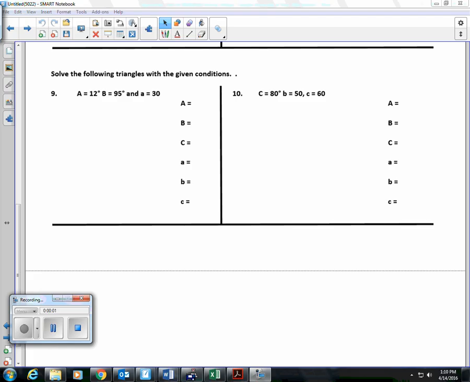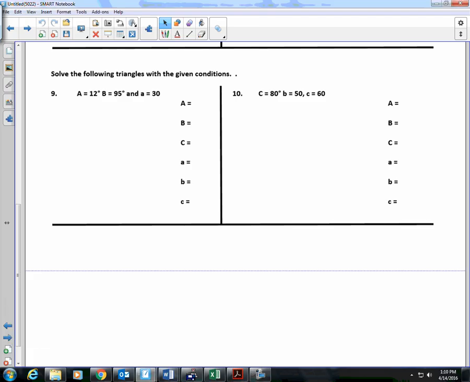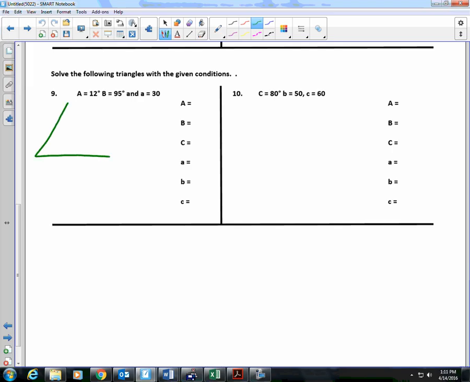Okay, we're going to pick up with the law of sines and cosines class today. I'm going to draw my triangle. I have A equal to 12 degrees, B equal to 95 degrees, and side A is 30. So I'll write that in: 12 degrees, 95 degrees, and side A is 30.